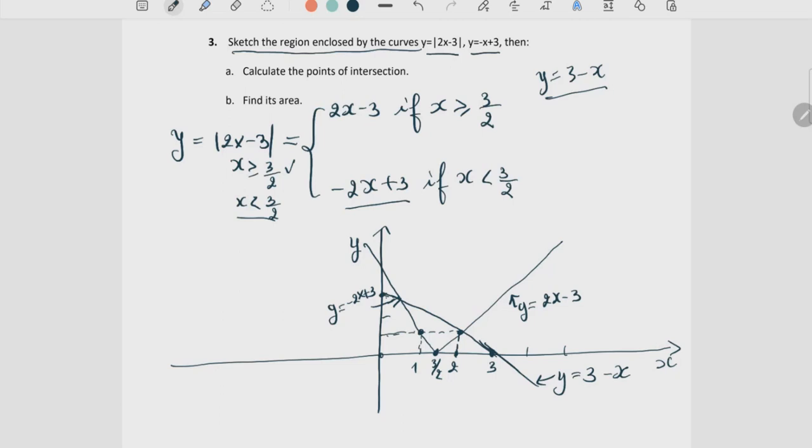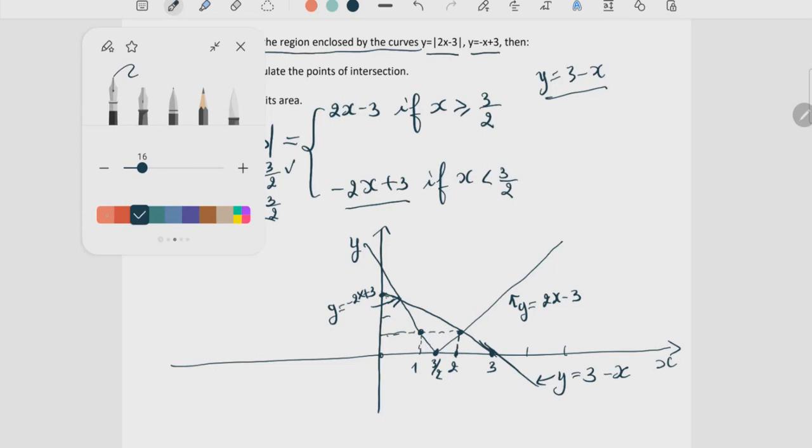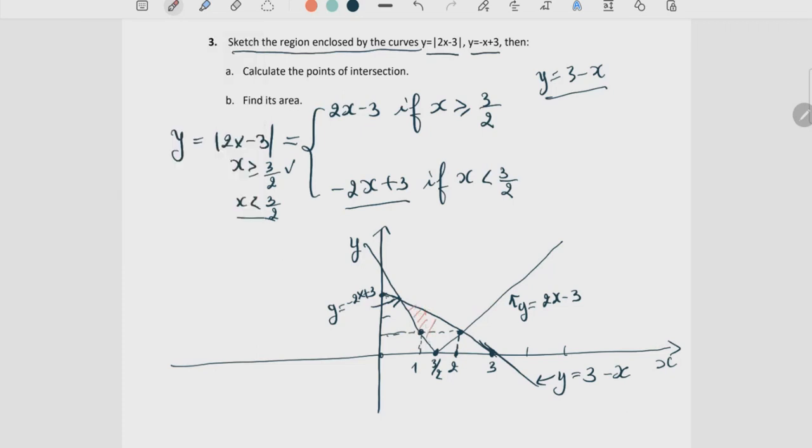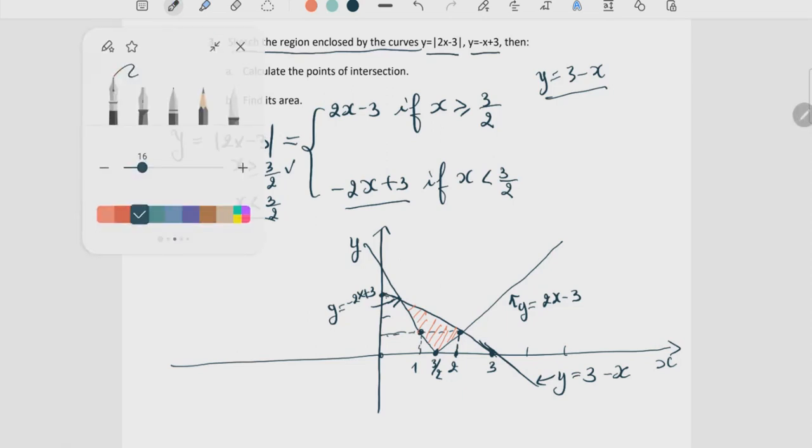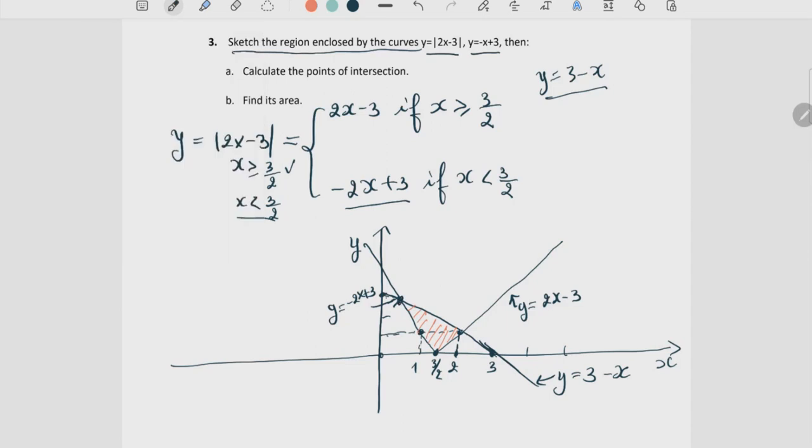And we now have the enclosed region, which we represent in red here. We are asked to find the points of intersection. These are the two points of intersection. The first point of intersection is between y equal to 3 minus x and negative 2x plus 3. So when 3 minus x is equal to negative 2x plus 3, x is equal to what? The 3 cancels, obviously, and you're left with x being equal to 0.